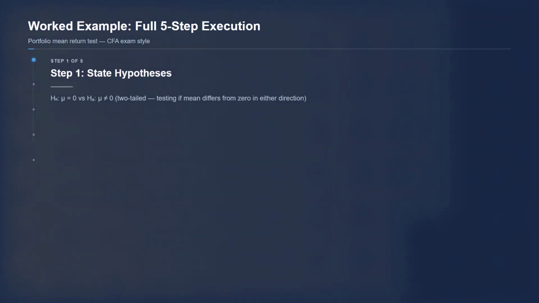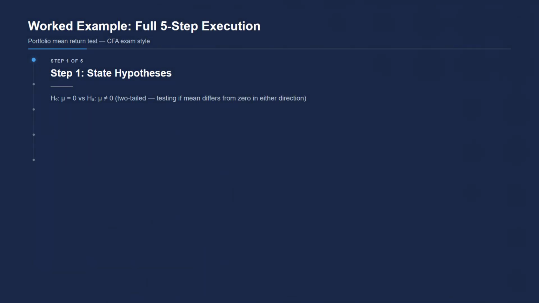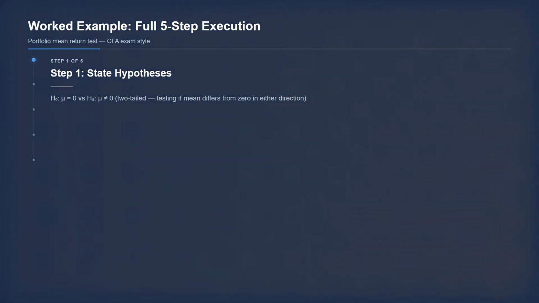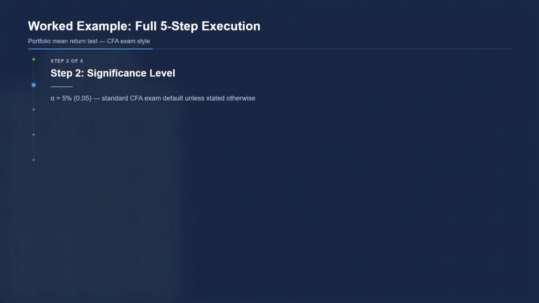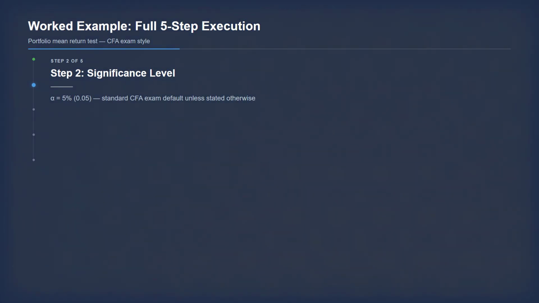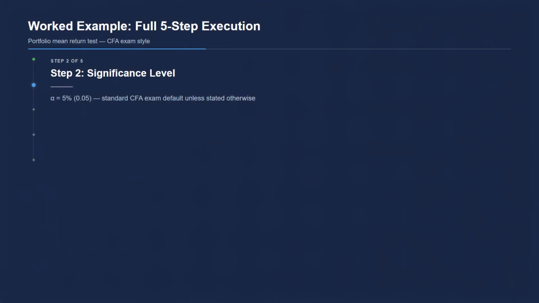Now execute the full 5-step framework with a real exam-style problem. A portfolio analyst tests whether mean daily return differs from zero. Sample of 36 days. Sample mean, 0.15%. Sample standard deviation, 0.45%. Step 1, H0, mu equals 0. HA, mu not equal to 0, two-tailed test. Step 2, significance level alpha equals 5%.